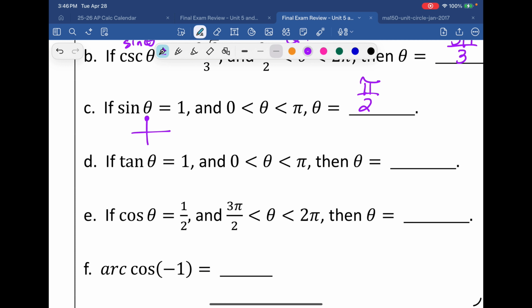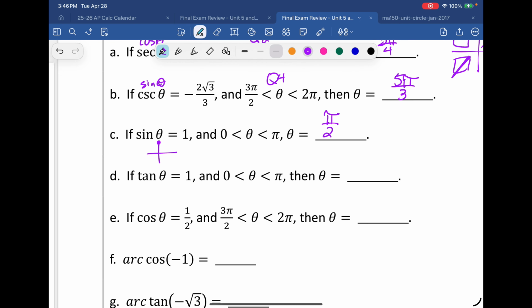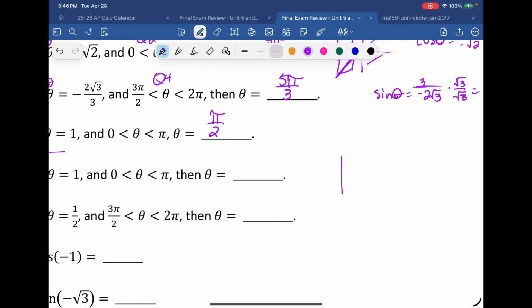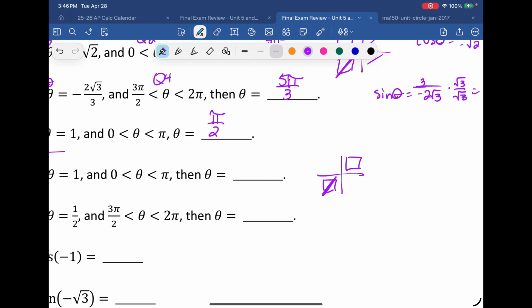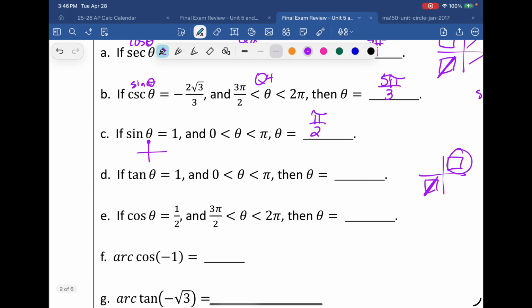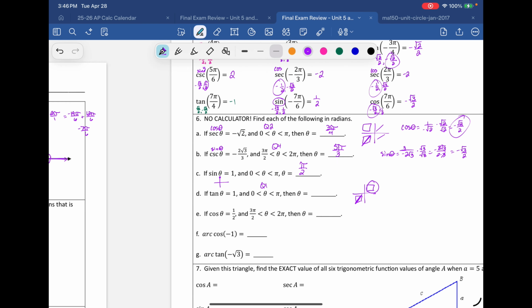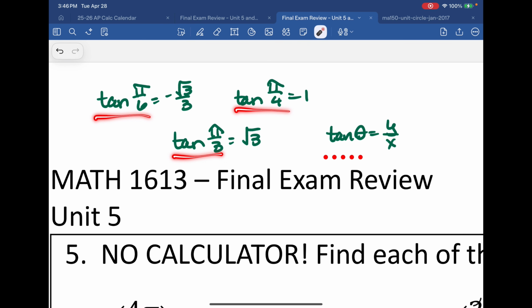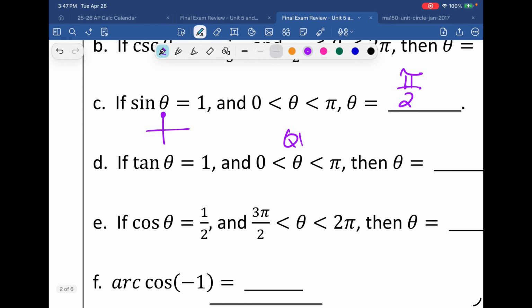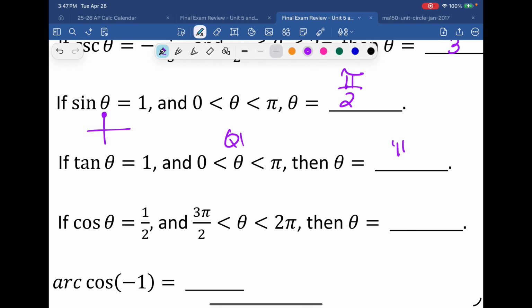All right. If tangent is 1 and your angle falls between 0 and pi, then what is theta? Well, tangent is positive in quadrants 1 and 3. Angle has to be between 0 and pi. So that's going to exclude that one, which means our angle has to be in quadrant 1. That was one list of tangent values I told you to memorize. Pi over 6, pi over 4, pi over 3. Tangent pi over 4 is 1. So theta is pi over 4.